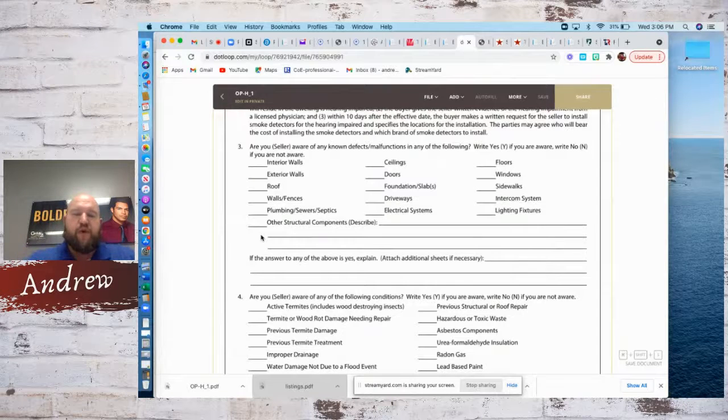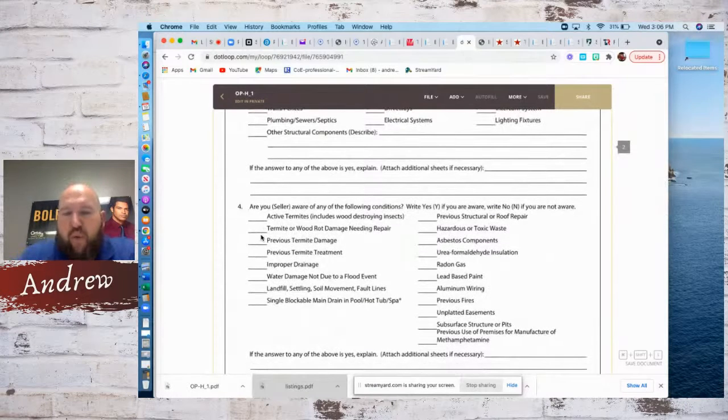Are you aware of any of the following conditions? Right, yes if the answer is yes, no if the answer is no. Active termites, improper drainage, all these things. So it's much less information that is being asked about on the TREC form than is asked about on the Texas Realtors form. So it's a huge difference in forms.